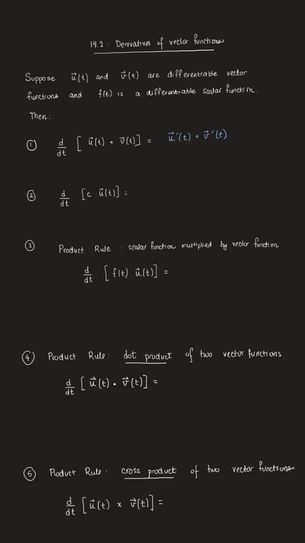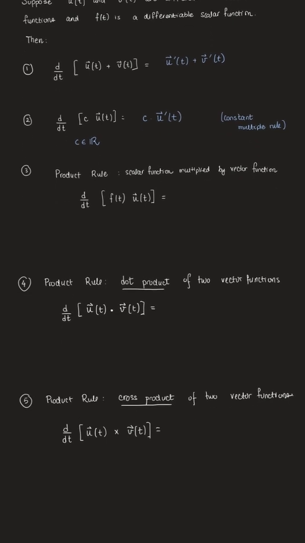The second rule is our constant multiple rule, where c is just a real number. And when we're taking the derivative of a constant times a vector function, we can take the constant out and just take the derivative of our vector function. So that's our constant multiple rule. I'll do some examples in upcoming videos.